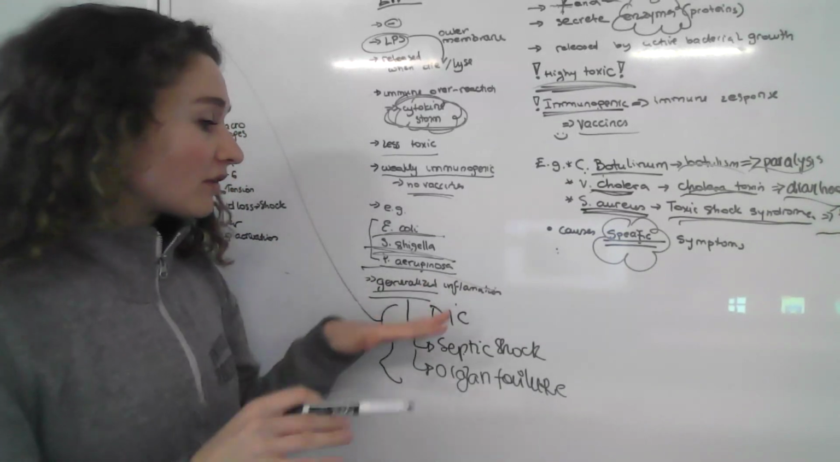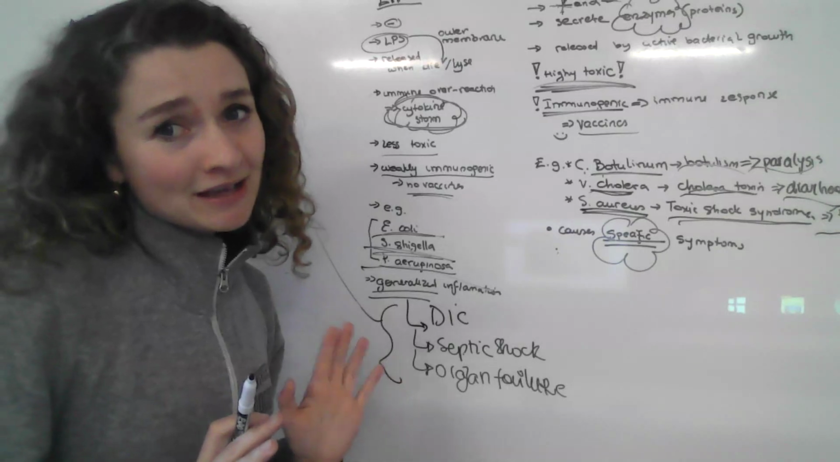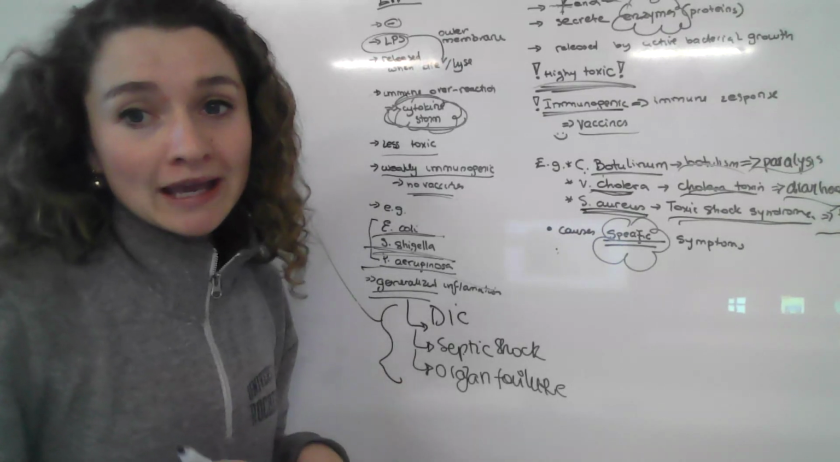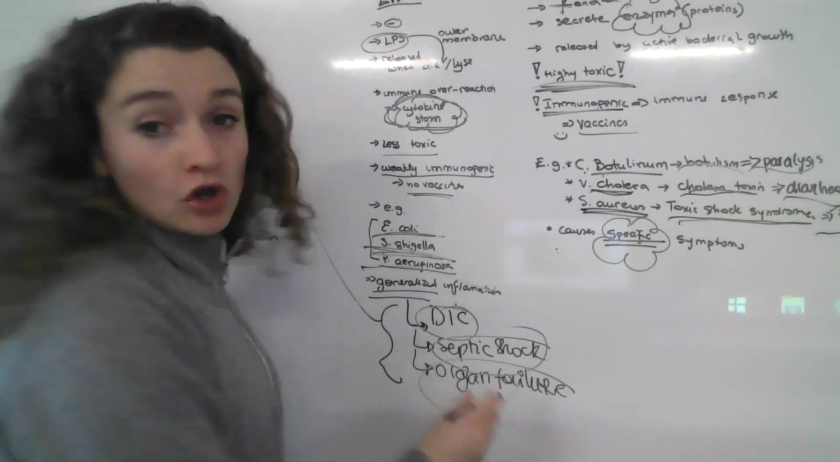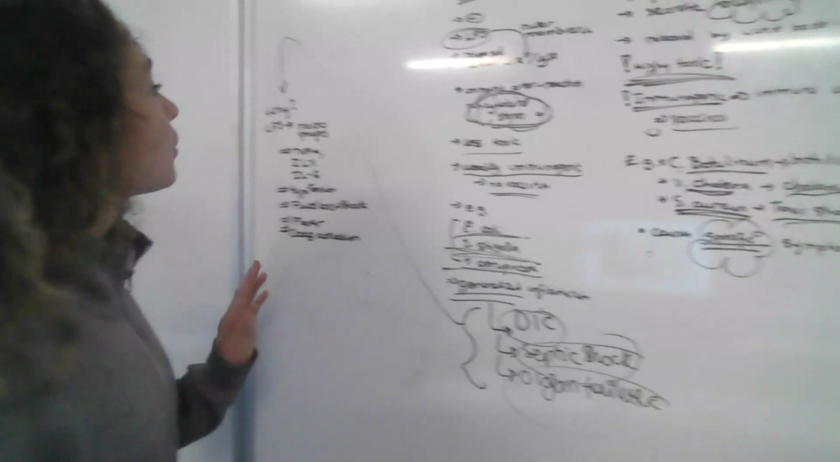So this is going to be generalized inflammation. Maybe that sounds kind of okay, but not okay at all. This can lead to DIC, it can lead to septic shock, and also organ failure. Super bad. So why does that happen?